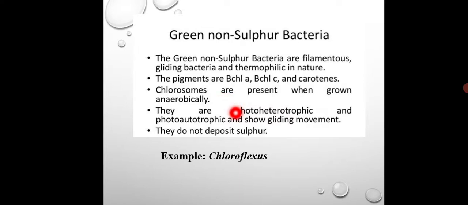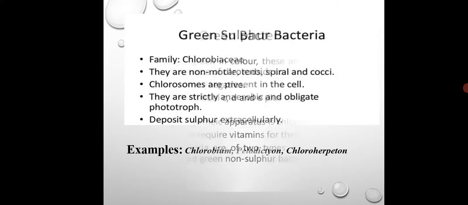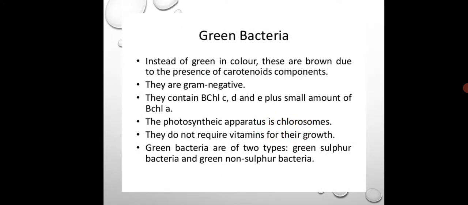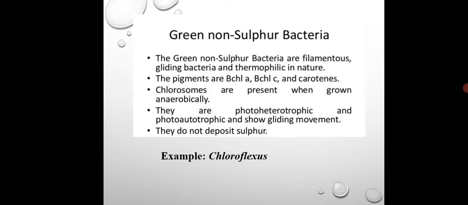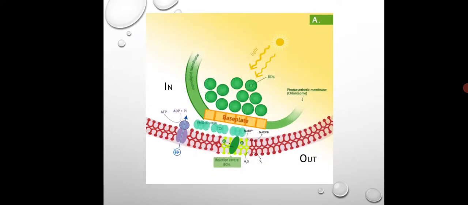Chlorosomes are present when grown anaerobically. Here also we have the chlorosomes, which are the photosynthetic apparatus in green bacteria. They are present in both green sulfur as well as green non-sulfur bacteria. They are photoheterotrophic and photoautotrophic, and show gliding movement, meaning they are motile. They do not deposit sulfur, hence they are known as non-sulfur bacteria. An example is Chloroflexus.